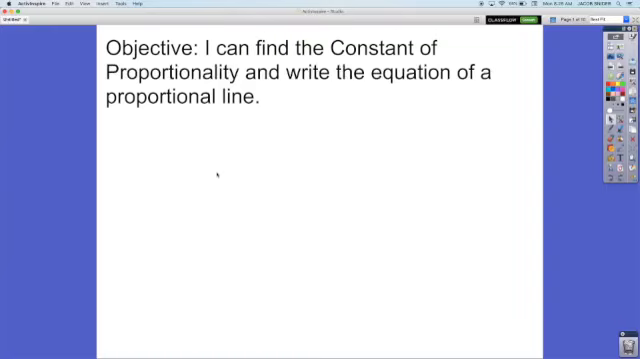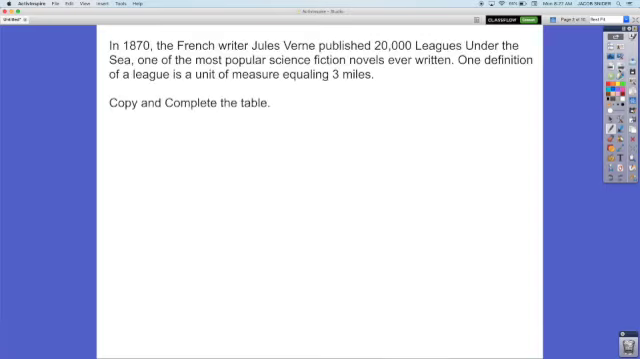I can find the constant of proportionality and write the equation of a proportional line. So these are our keywords for today: constant of proportionality and write the equation. We'll get to that later. For now, write this down, or just hang out with me for a second.